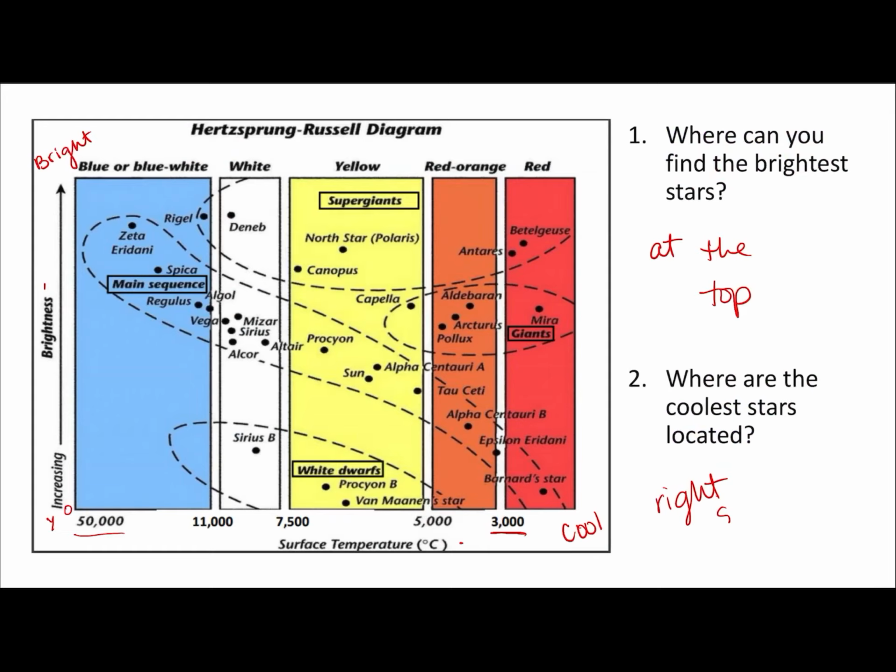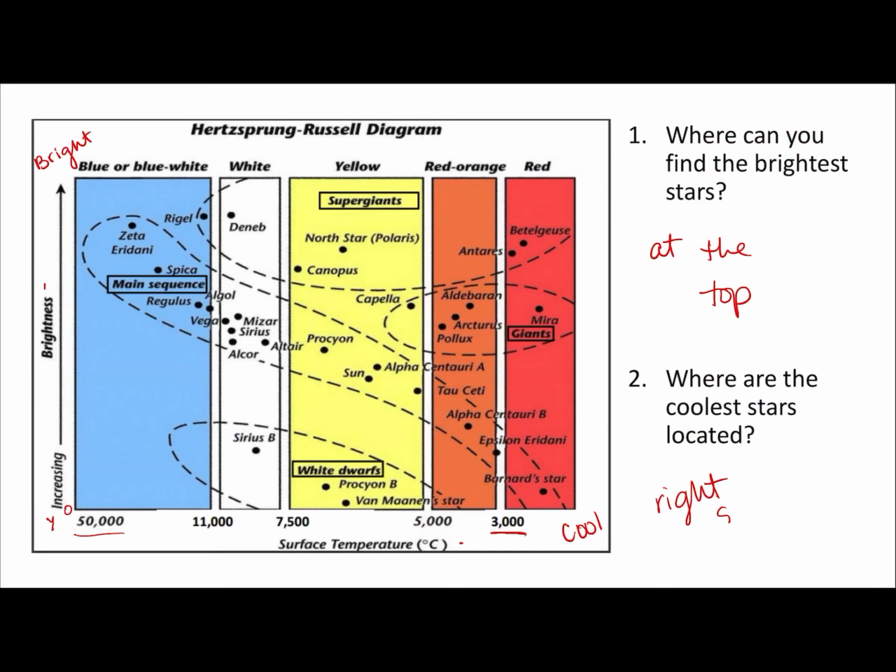So where can I find a star that's hot and dim? It would be the bottom left area. What star could be cool and bright? So my cool stars are over here. Remember, bright is up top. So I'd be looking in somewhere like this area.